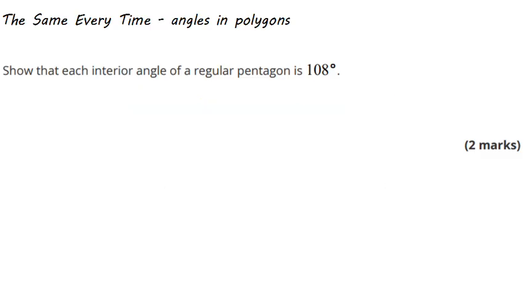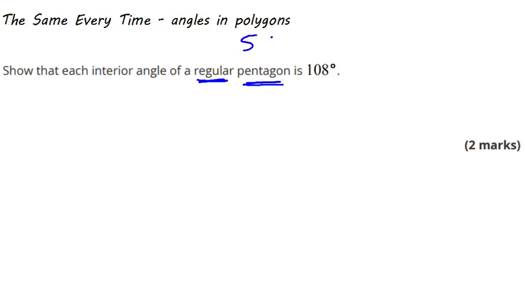Now let's have a look at this exam question worth 2 marks. Show that each interior angle of a regular pentagon is 108 degrees. So let's look at the words in this question first of all. Regular means all the sides are the same length, all the interior angles are the same, and all the exterior angles are the same. Pentagon, you need to learn these, as I just said.